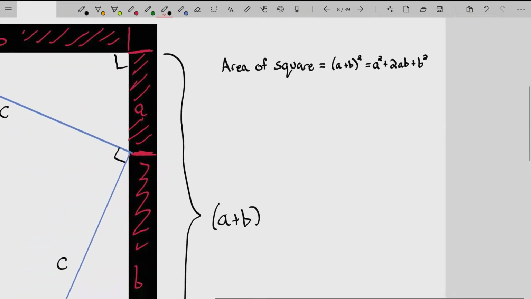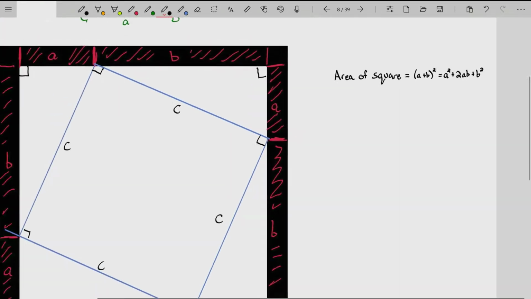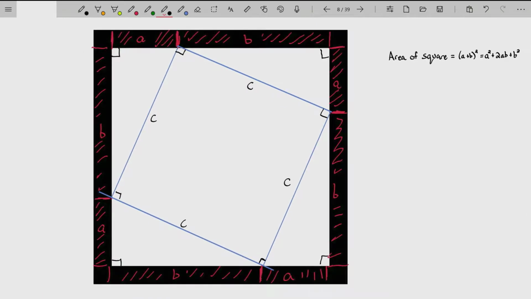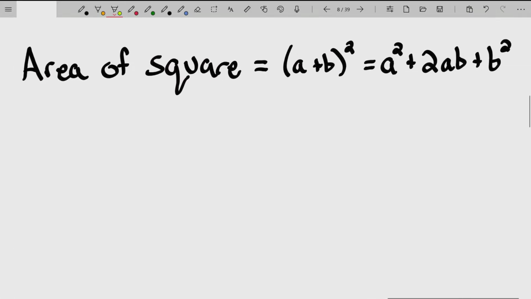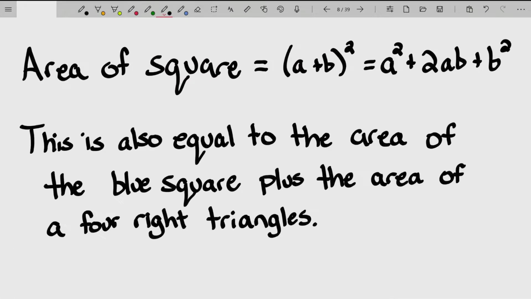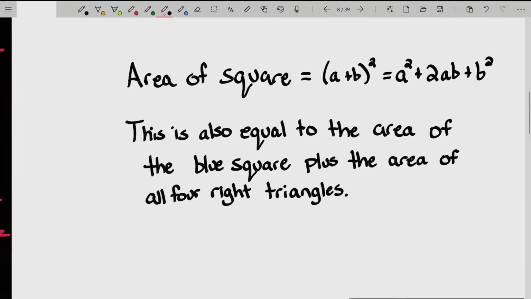But that is not the only way to compute the area of this big black square here. We could also sum up all the areas of these triangles plus the area of the inner square. So 4 triangles plus the inner square should be the area of the big square as well. So let's go ahead and say that as well. So the area, let me just write it over here, is also equal to the area of the blue square plus the area of all 4 right triangles. So let's go ahead and write that down.